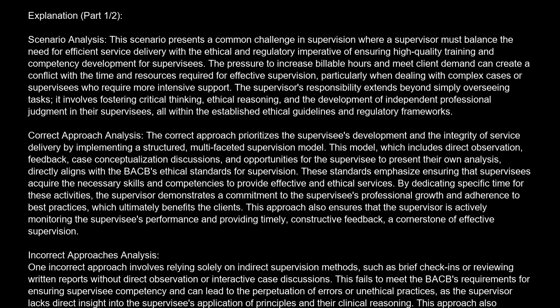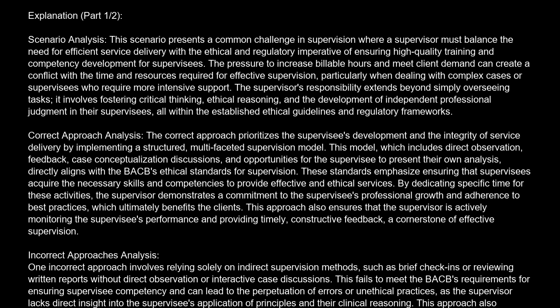This approach also ensures that the supervisor is actively monitoring the supervisee's performance and providing timely, constructive feedback, a cornerstone of effective supervision. Incorrect approaches analysis. One incorrect approach involves relying solely on indirect supervision methods, such as brief check-ins or reviewing written reports without direct observation or interactive case discussions.